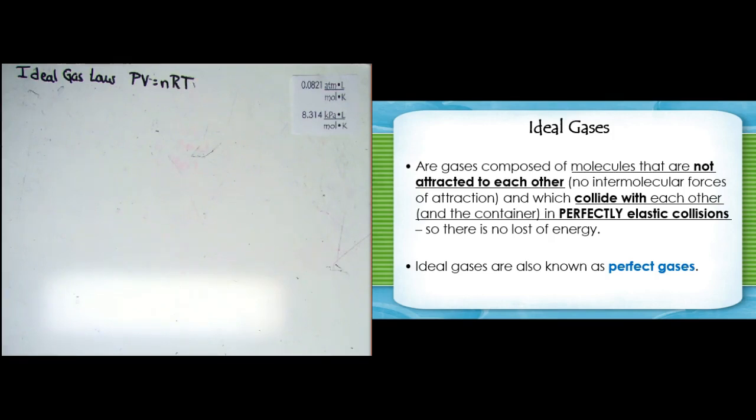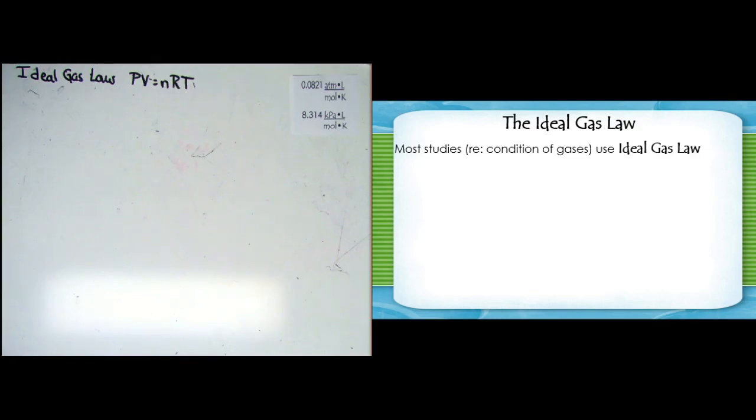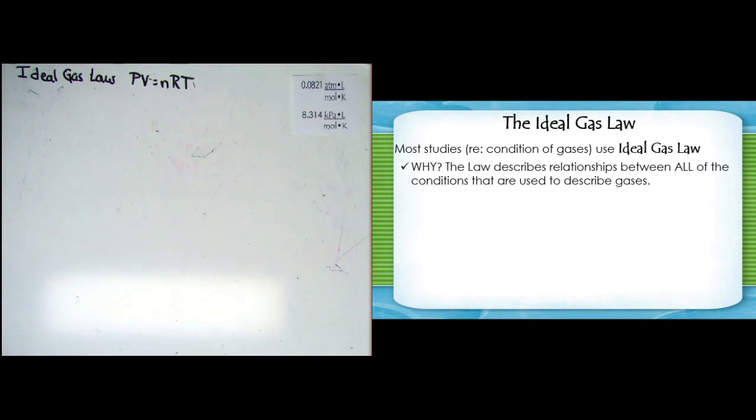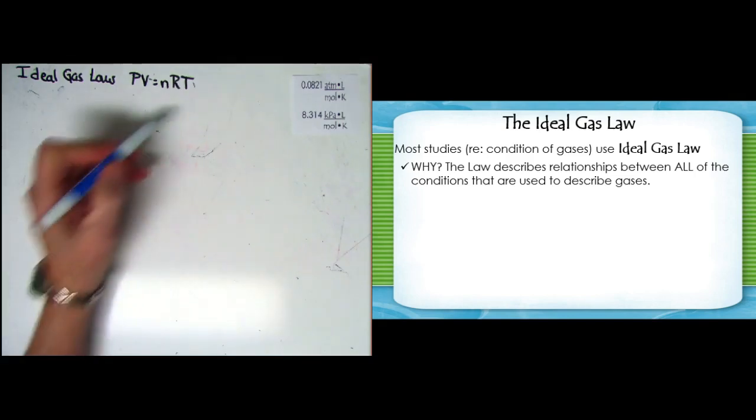When we talk about ideal gas laws, we talk about how gases deviate from this, but what we really want to use is the ideal gas law, PV equals nRT, which shows us the relationship between the conditions of the gases. Most studies use this as the foundation, because every relationship can be described within the law as it is written right here.